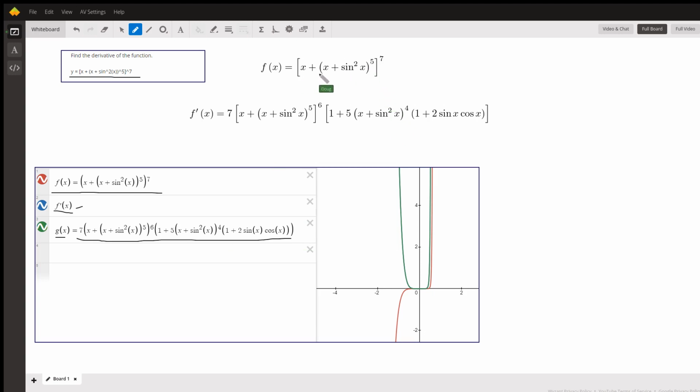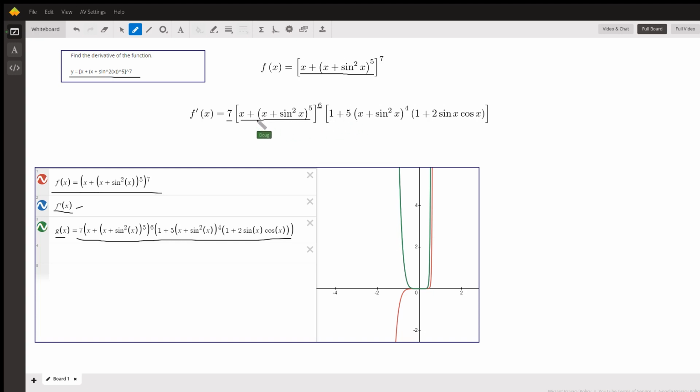Think of this as something raised to the 7th power, like u to the 7th. To get the derivative of that, you'd put the exponent down front and reduce that exponent by 1, keeping the something, or the anything, on the inside identical. So since this is a function of x on the inside, you have to multiply by its derivative. That's the chain rule. So the derivative of this x is a 1.